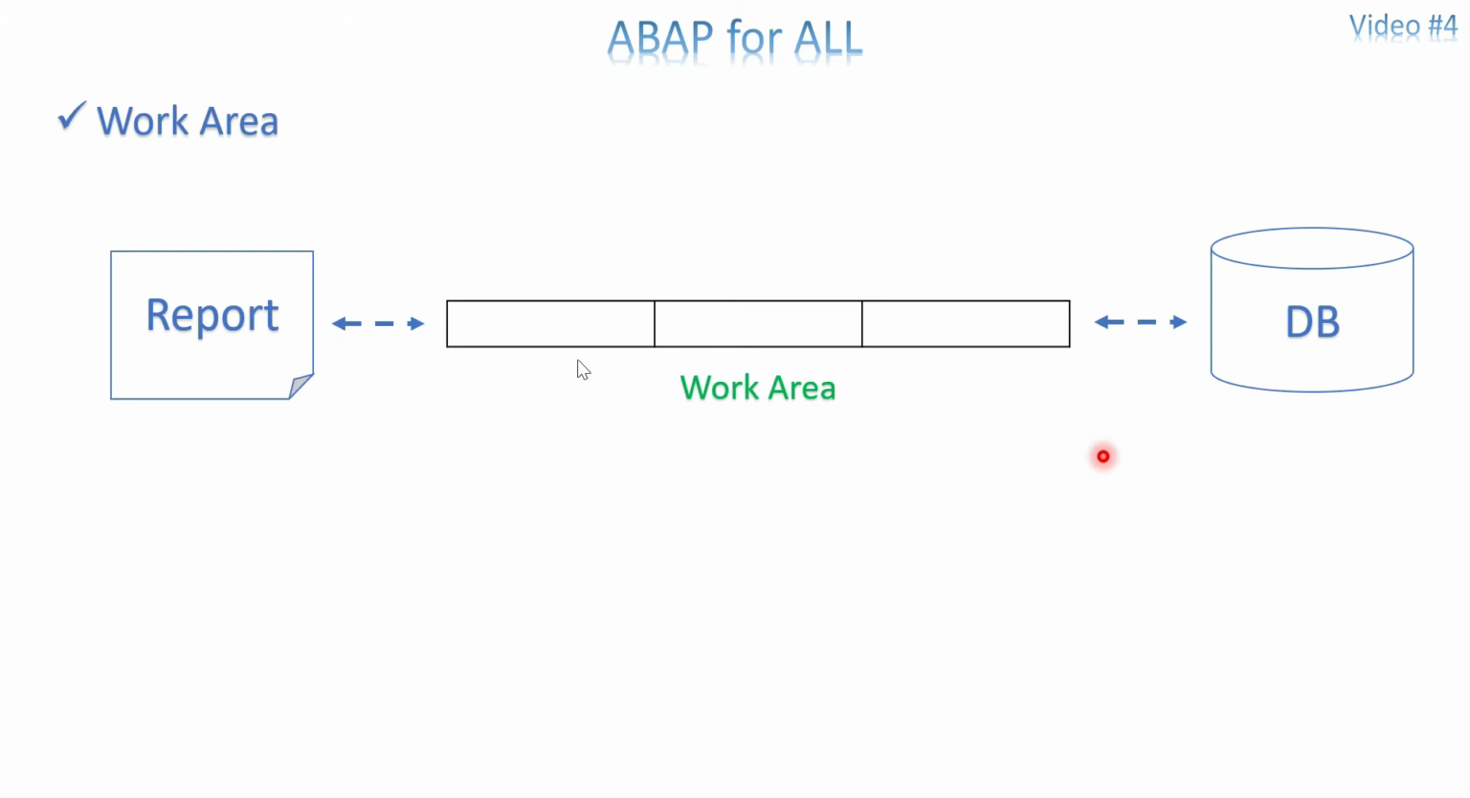The record can have more than one field. Okay, one field or more than one fields. It can be n number of fields. So one record, n number of fields. Okay, so for that we need a work area. To create a work area, we need a keyword called TABLES.